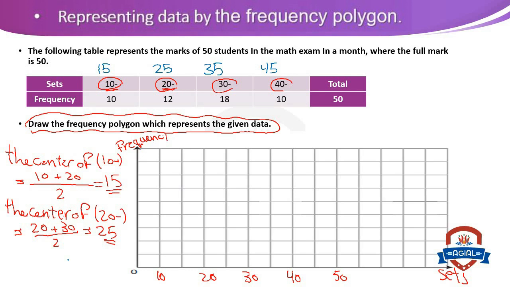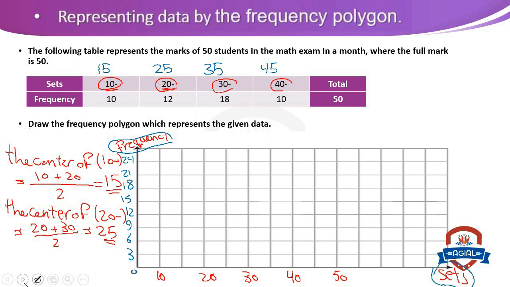And we can write the numbers on the vertical axis, the axis for frequency, by skip count by 3. So we have 3, then 6, then 9, then 12, then 15 and 18 and 21 and 24. So we have the vertical axis for frequencies and the horizontal axis is for the sets.